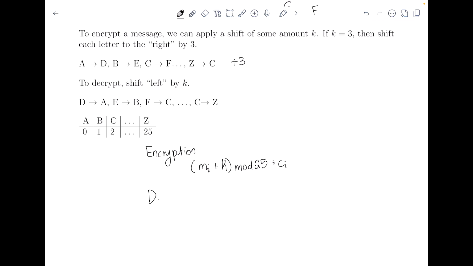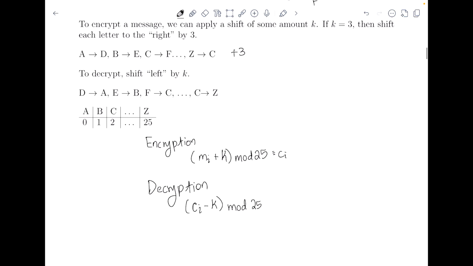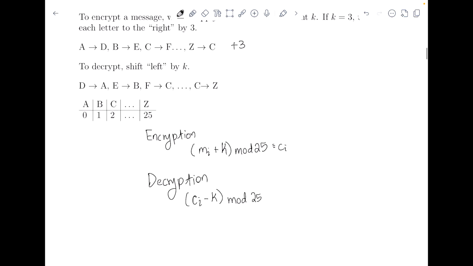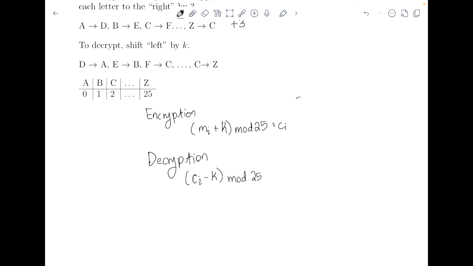I'll call that C_i. Meanwhile, for decryption, I'm going to have ciphertext C_i, I'm going to subtract K, and I'm going to mod it by 25, which is going to get me back the original thing. A couple of things more to point out here. We're really modding by N in general. It's just that here N is 25 because that's the size of the alphabet in English.